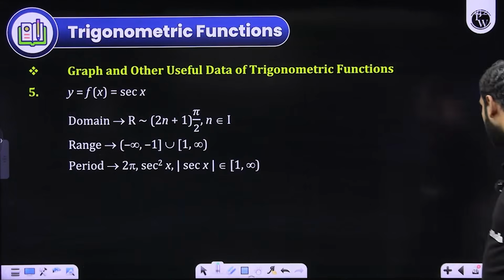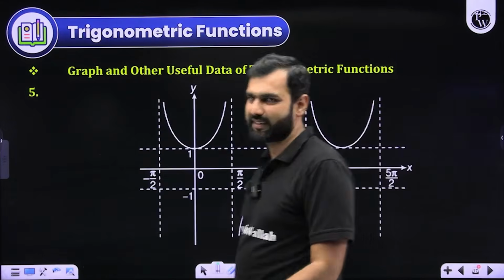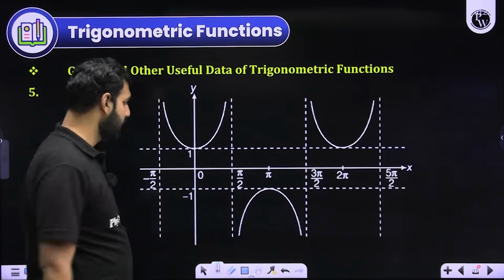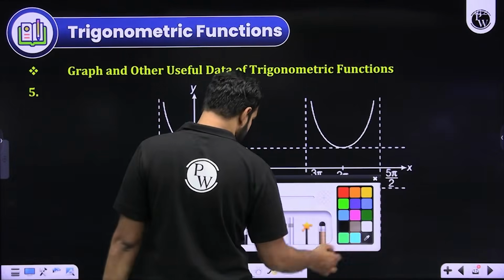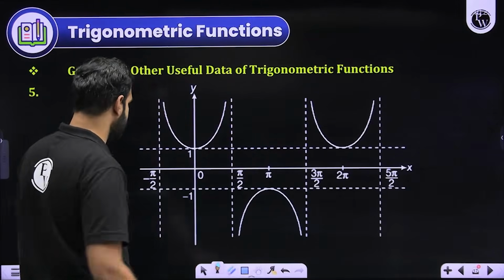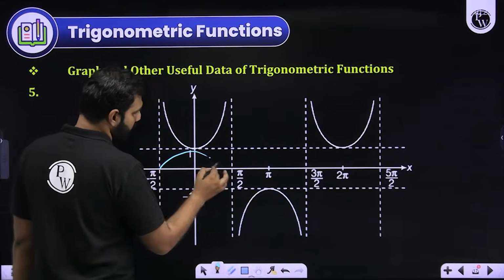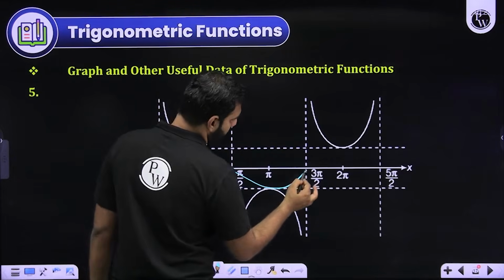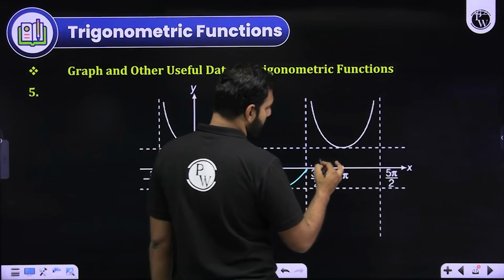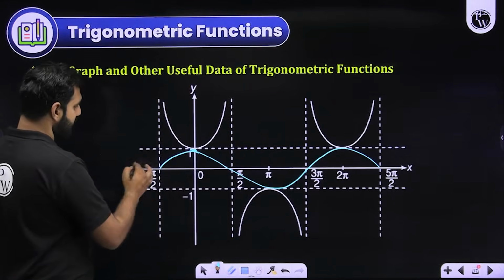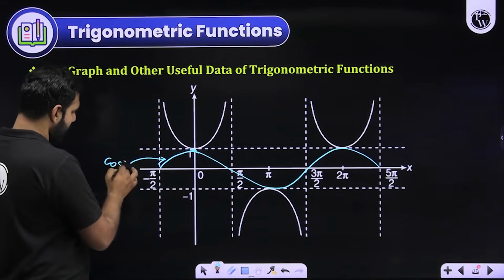Now let's talk about another interesting function, sec x. To understand sec x, I'll try and make you understand the graph of cos x. Once you understand the graph of cos x, you will be in a better position to draw it. I'll try and draw the graph of cos x. So we know from minus pi by 2 to pi by 2, the graph of cos x looks like this. Then from pi by 2 to 3 pi by 2, the graph of cos x goes like this. From 3 pi by 2 to 5 pi by 2, the graph of cos x goes like this. So this graph I have drawn as the graph of cos x.